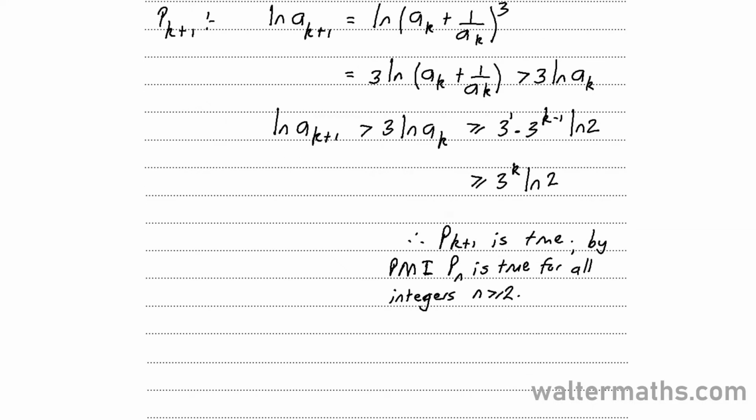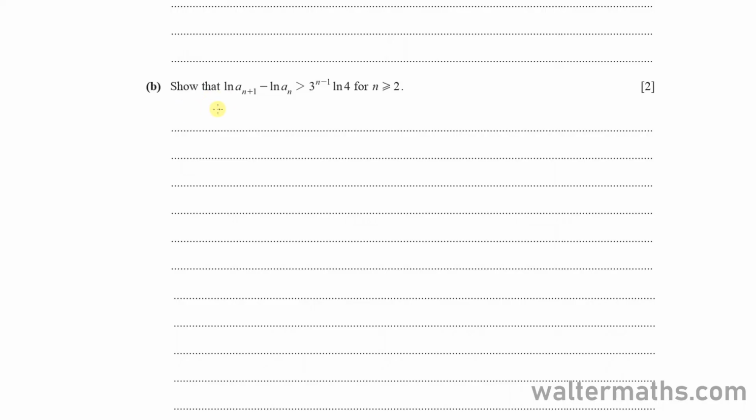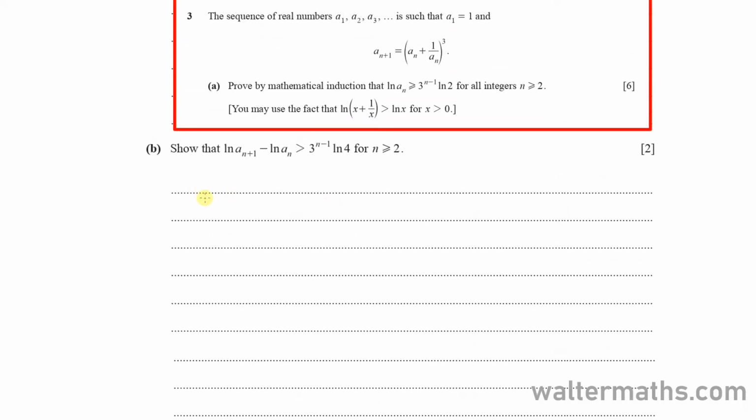That's part B. On part B, the question goes, show that ln of a sub n plus 1 minus ln a sub n is greater than 3 to the power n minus 1 of ln 4 for n greater than or equal to 2. So here we are going to say for ln of a sub n plus 1 minus ln of a sub n, this is the same as ln of a sub n plus 1 over a sub n raised to the power of 3, and it's minus ln of a sub n.